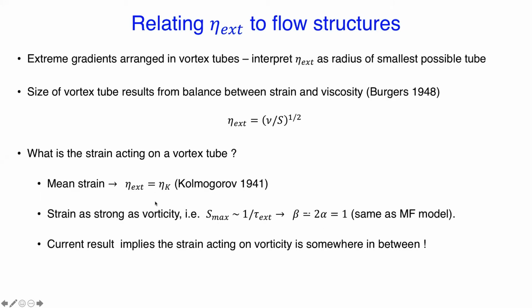So the results that we have basically show that we are somewhere in between these two extremes. In a way, that implies that the average strain acting on these vortex tubes is also somewhere in between.